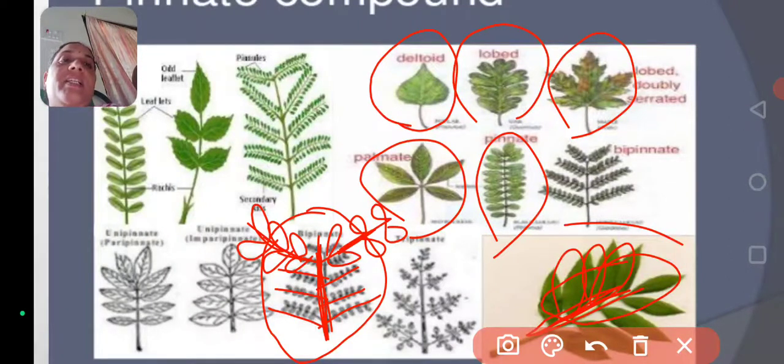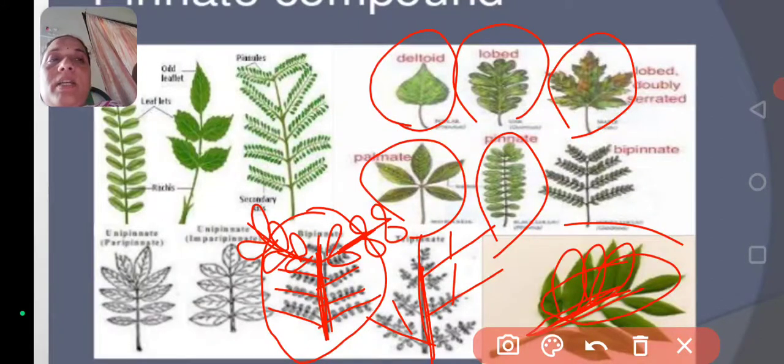Next, tripinnate. Tri means 1, 2 and 3. On the third rachis, the leaflets are present. That type of arrangement is called tripinnate. So on the third rachis, leaflets.